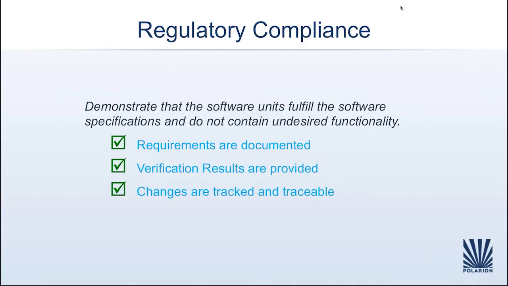What is the typical objective that you need to prove or deliver if you need to fulfill the regulatory requirements? The common one is that you need to demonstrate that the software units fulfill the software specification and do not contain unintended functionality. You are told to provide documented requirements of your system, to ensure that all the verification results are provided and exported for the certification authorities. And all the changes have to be tracked and traceable.